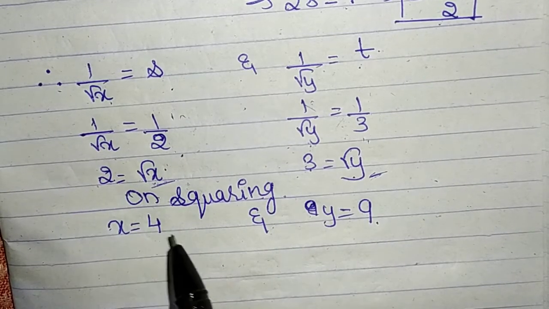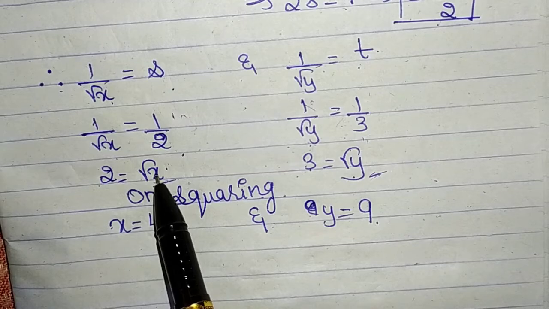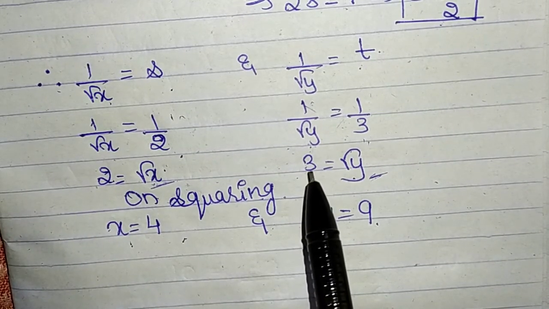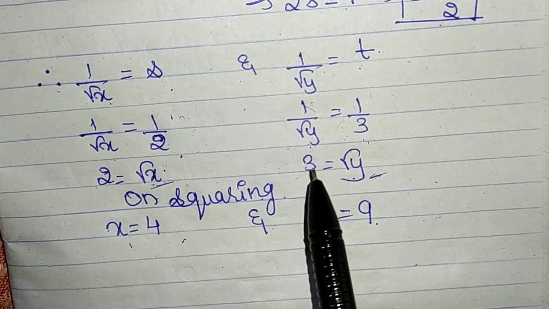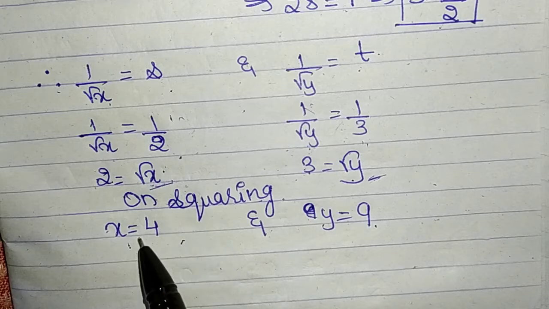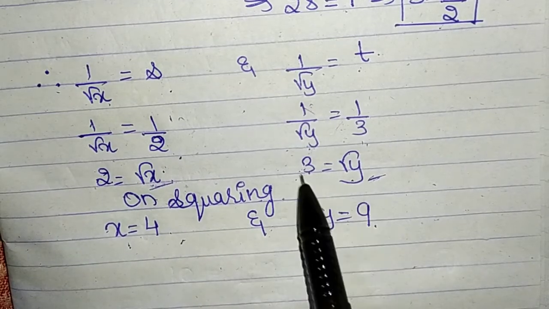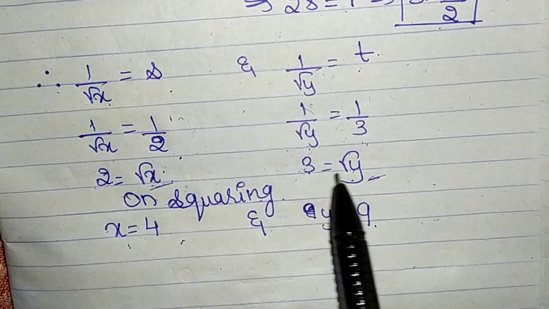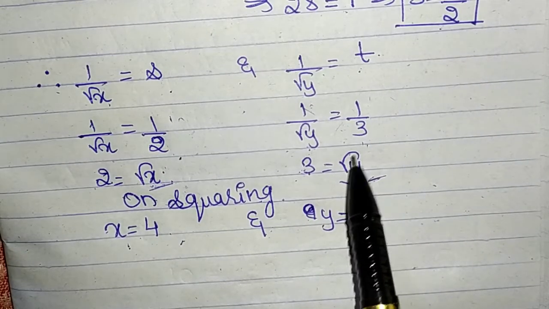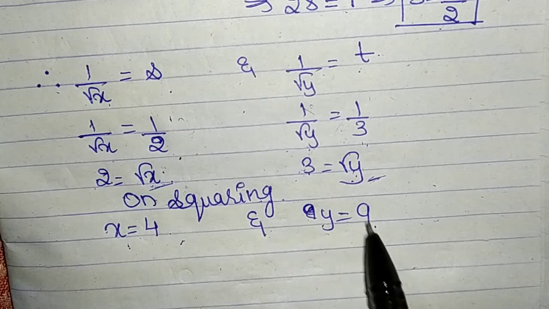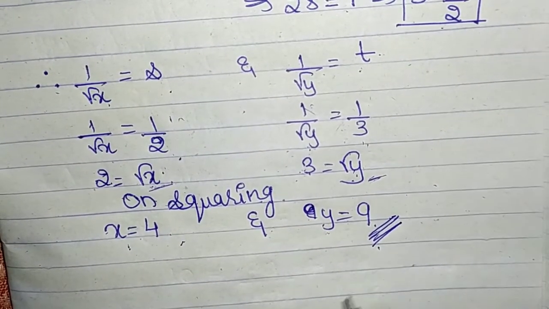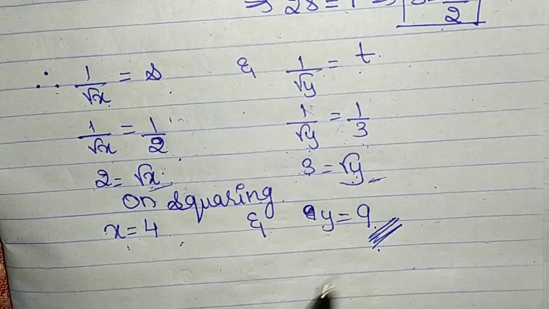2 squared, 4, root x squared, x. It is right, no? Root 2 squared, you will get 2. Root 3 squared, you will get 3. The same thing, root x squared, x. So x is equal to 4 and similarly squaring this second part, we will get 3 squared 9, root y squared, y. So y is equal to 9. So x is equal to 4 and y is equal to 9 is our required solution.